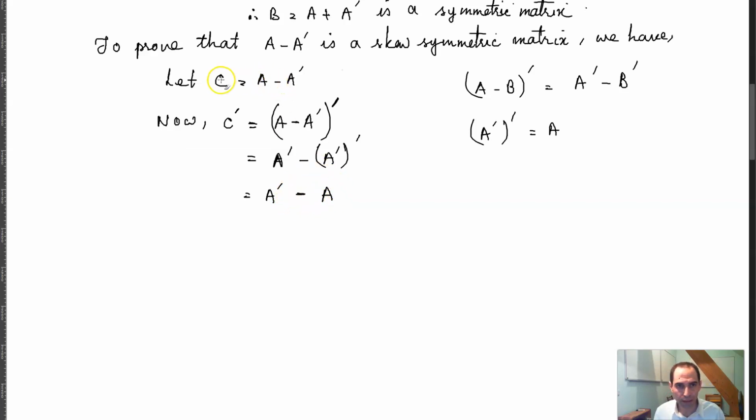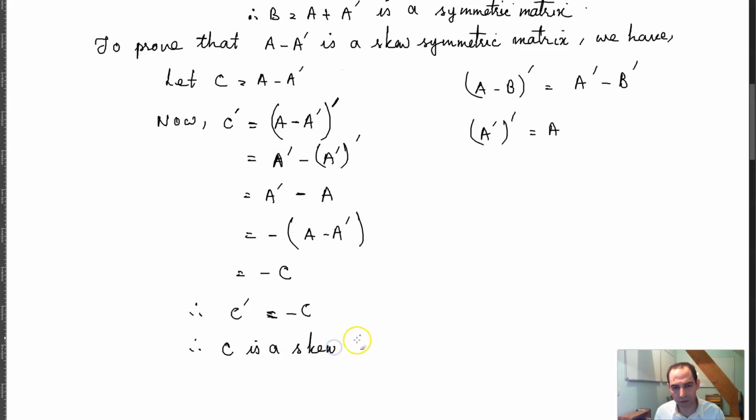Now, over here we said that C is equal to A minus A transpose, and this is A transpose minus A, so I can write it as negative of A minus A transpose, and that is equal to negative C. This basically means that C prime is equal to negative C, which means that C is a skew symmetric matrix, which means that A minus A prime is a skew symmetric matrix.